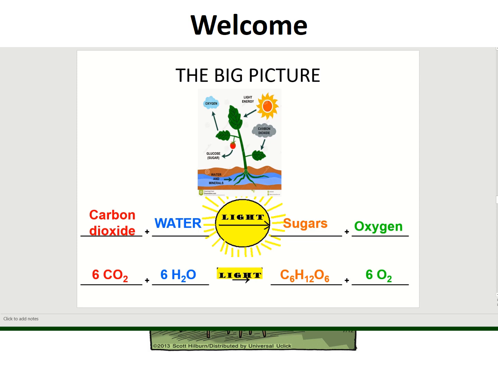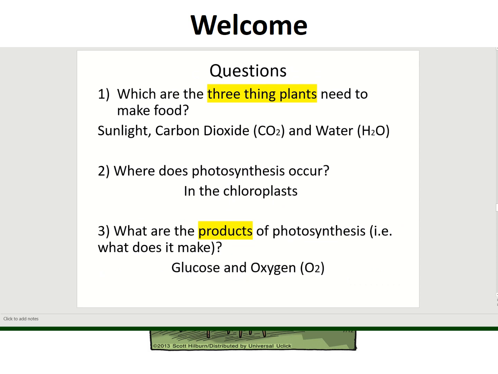So, question. Which are the three things plants need to make food? It's here. You can see it on this equation. Write it down. Where does photosynthesis occur in the chloroplast? Where? You know this. There are 2 parts, right? What are the products of photosynthesis? What does it make? What does it end with?